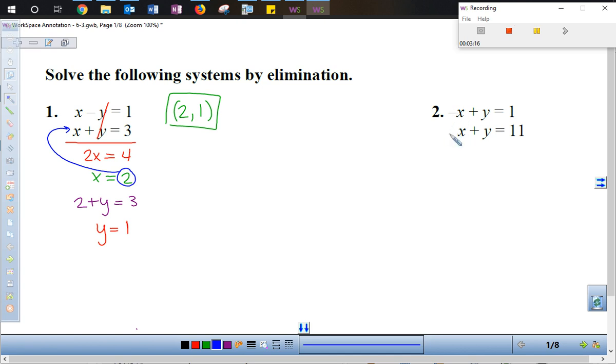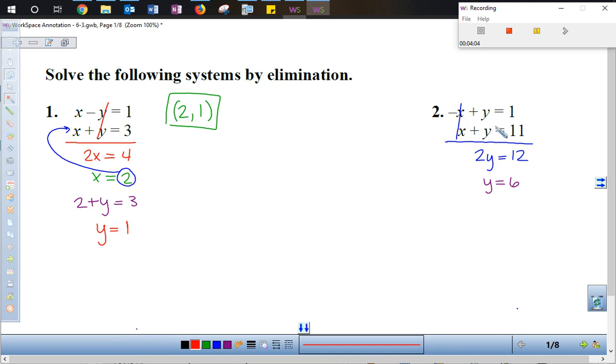I have a negative and a positive. So right away I know that I can add these together and the x's will go away. So a negative 1 plus a positive 1 cancels out. Then I have a positive 1y and a positive 1y, so 1y plus 1y is 2y. And then I have 1 and 11, add those together and I get 12. So now to solve for y, I can divide each side by 2, and y is going to equal 6.